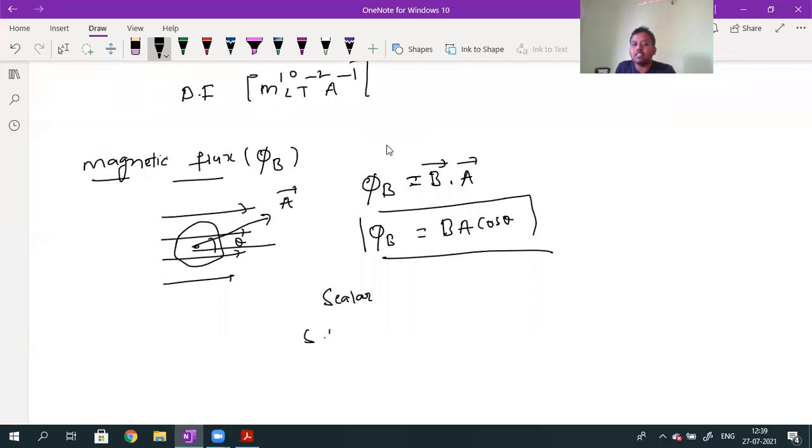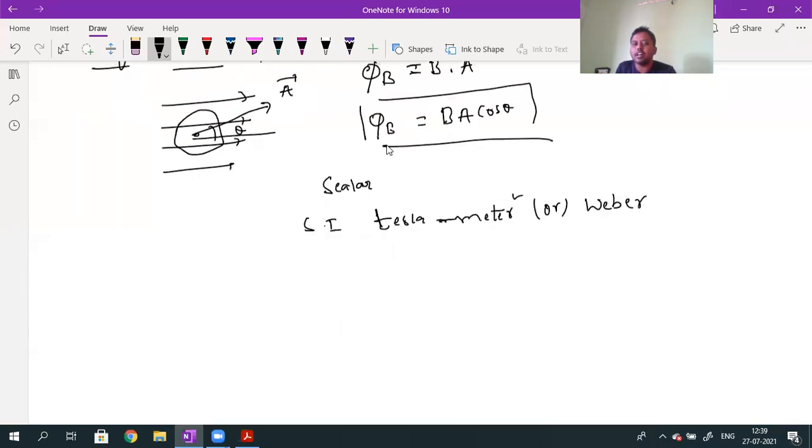And what is the SI unit of flux? What is the SI unit of B? Tesla. So the unit is Tesla meter square. This Tesla meter square has one more name, called Weber. Weber is also a scientist's name. When you write the full name, start with a small letter; when writing the symbol, we write it as Wb. Weber is the SI unit of magnetic flux.